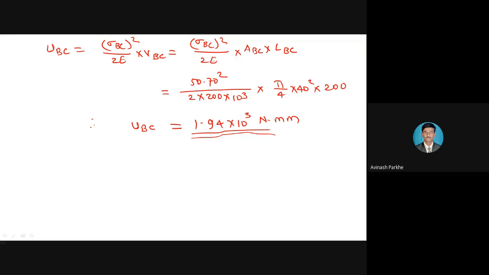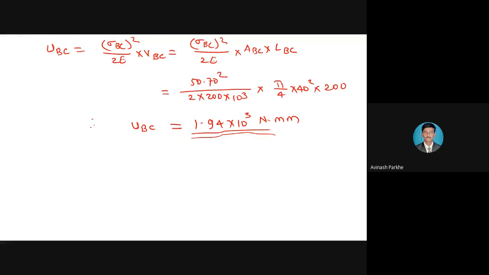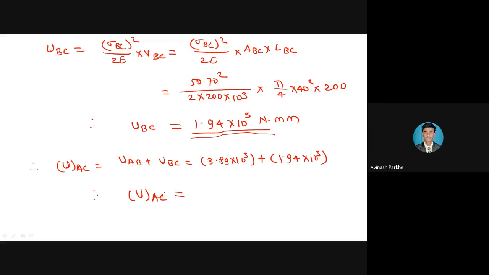Please check your answers. 3.89 into 10 raised to 3 for section number 1, 1.94 into 10 raised to 3 for section number 2. If I have to calculate the total strain energy, U of AC is equal to U of AB plus U of BC. Therefore, 3.89 into 10 raised to 3 plus 1.94 into 10 raised to 3, I will get U of AC, that is the total strain energy stored in the stepped bar.